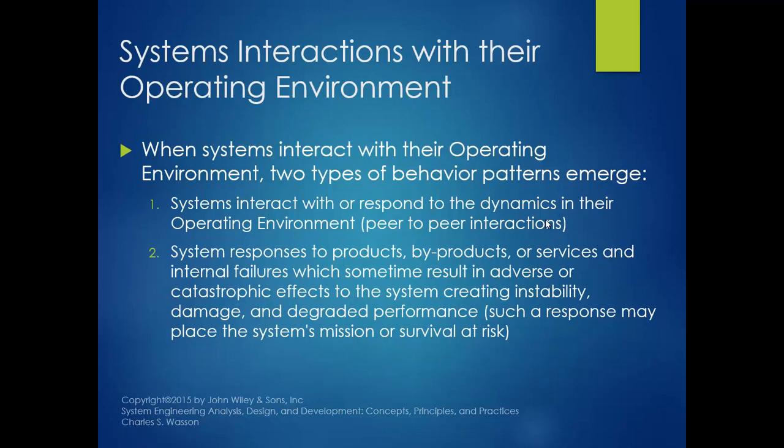When systems interact with their operating environment, there are two types of behavior or patterns that emerge. The first one is that systems interact with the dynamics of their operating environment, and that is considered as a peer-to-peer interaction. That means an element to an element or a subsystem to a subsystem interaction. So that's considered as a peer-to-peer, one-to-one interaction between two systems.